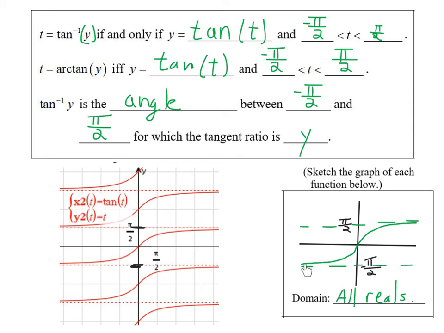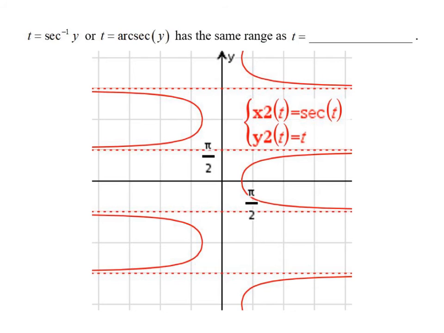All right, so we just do the portion of the graph that we were talking about. And yes, the domain is all real numbers this time, right? Just like the range on the tangent function was all real numbers. All right, we've got three of the reciprocal trig functions left. Let's take a look at them.